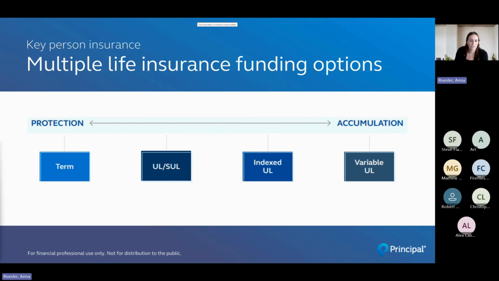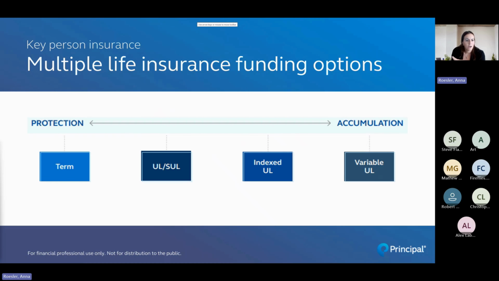We have these 4 funding options. This chart, as you can see, it says the protection on the left all the way over to accumulation. So all of these products have a protection base. It's just what are you getting in addition to the protection? So the term, you're only getting the death benefit for the set amount of time that is in the policy.